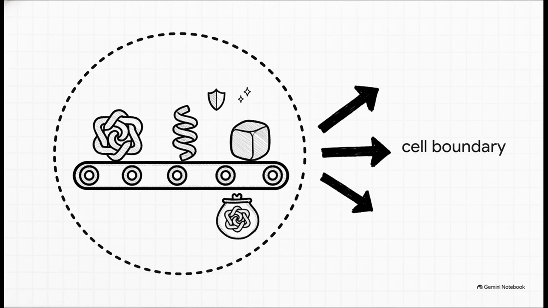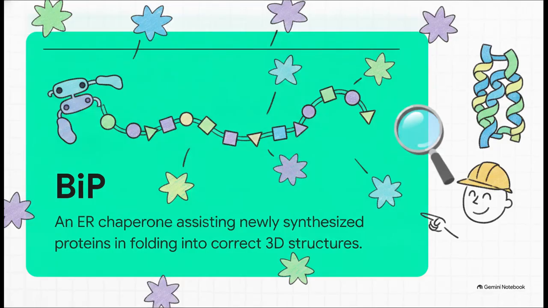Think about it. The life-saving insulin your body needs to regulate blood sugar? The antibodies your immune system relies on to fight off infections? Or the digestive enzymes breaking down your lunch right now? All of these are rolling right off the rough ER's assembly line. But simply linking amino acids together to build the protein just isn't enough. A protein only actually works if it's folded into a very specific 3-dimensional shape.